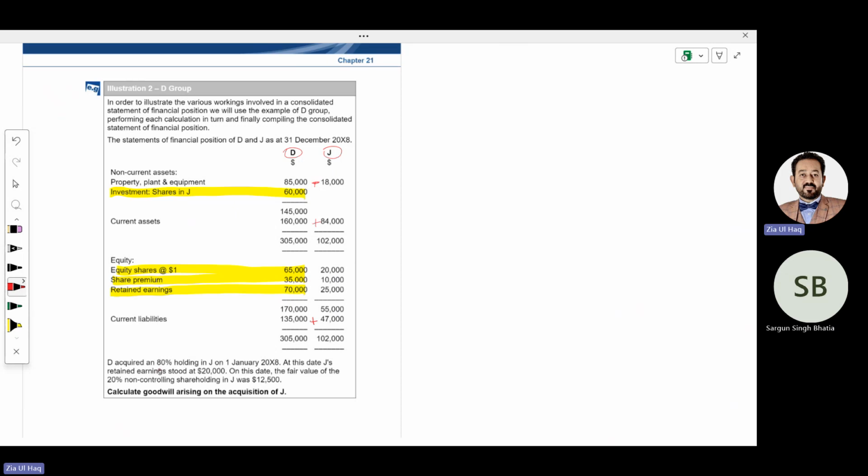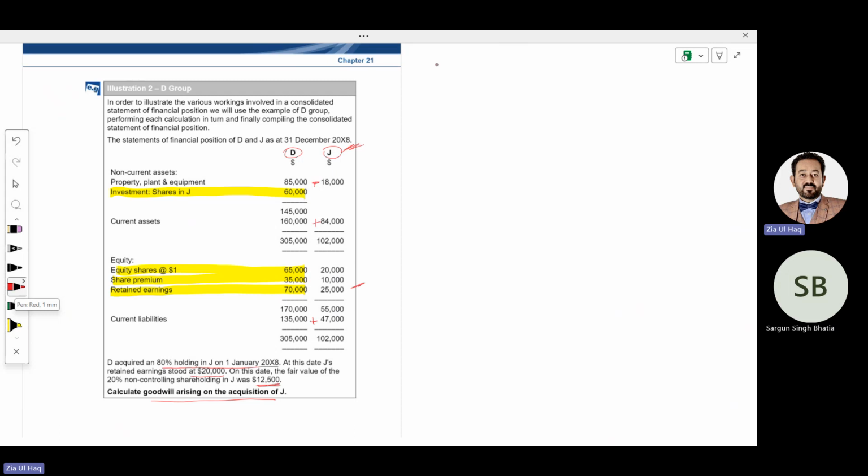D acquired 80% holding in J on 1st January 20x8. At that date, J's retained earnings stood at 20,000. These are the reporting date retained earnings, and these are the retained earnings at acquisition. On this date, the fair value of the 20% non-controlling shareholding is 12,500. In non-controlling interest, fair value is also given. Calculate goodwill arising on acquisition of J.